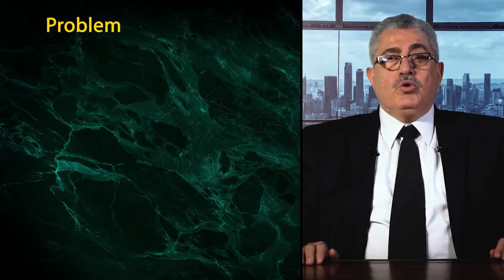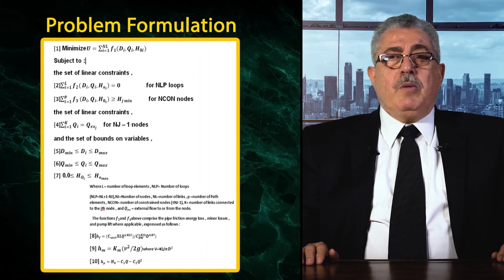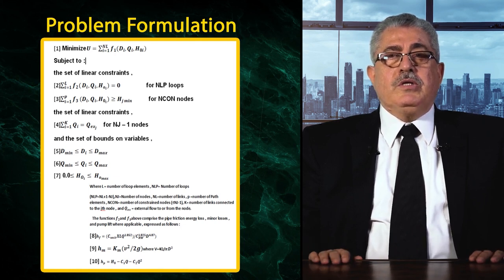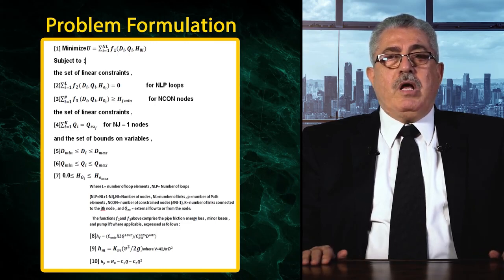The formulation shown minimizes the cost of pipes and pumps, subject to a set of nonlinear and linear constraints for the loop and continuity equations, in addition to a set of limits on design variables. The last three equations, 8 to 10, show the calculation of friction and minor losses as well as head of pump in terms of the shutoff head H naught.